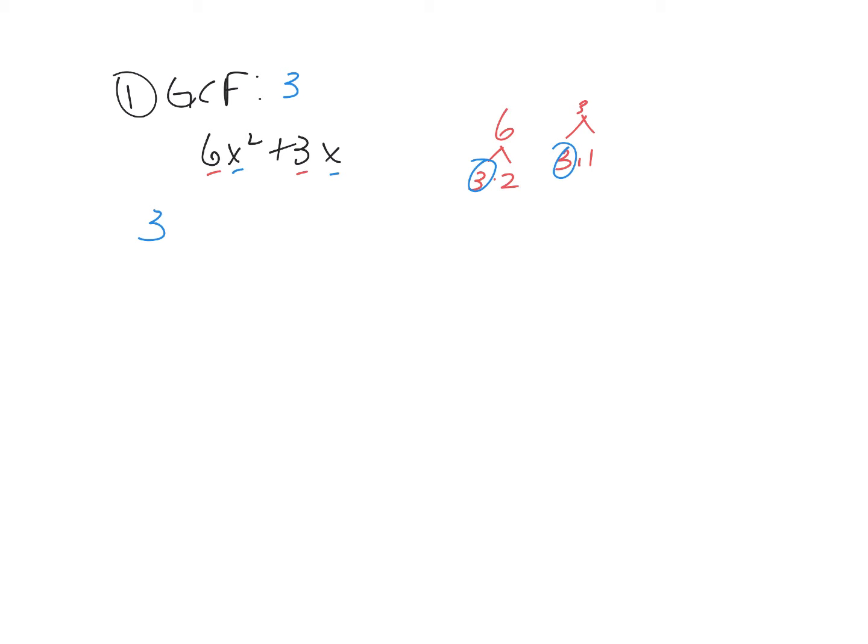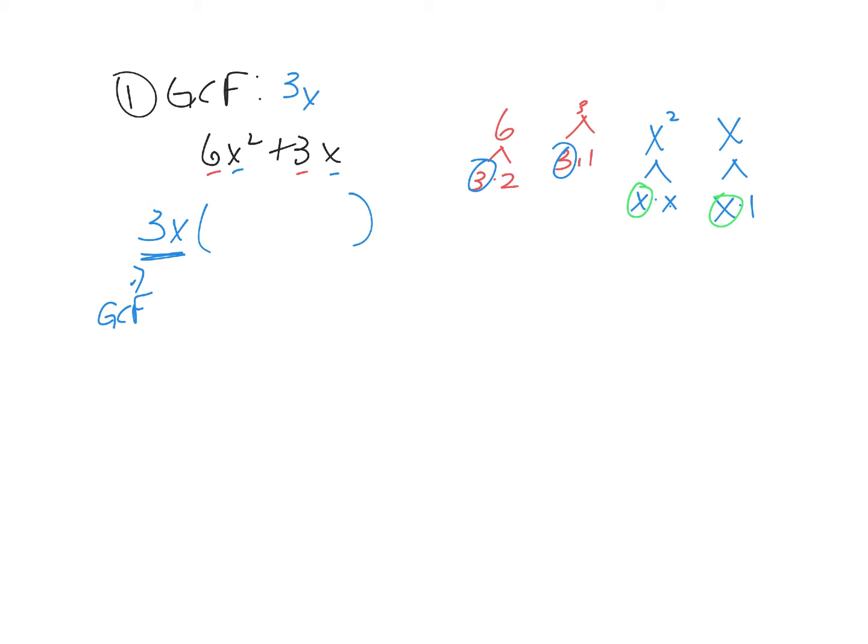Now let's look at our variables. We have x squared. So how do we get x squared? Well, x times x. And then we just have x. Well, the only way to get that is x times 1. And then what do they share here? Well, they only share 1x. So my greatest common factor is 3x. Okay, we're going to leave that on the outside. Don't forget this. This is your greatest common factor. That is still part of my answer.